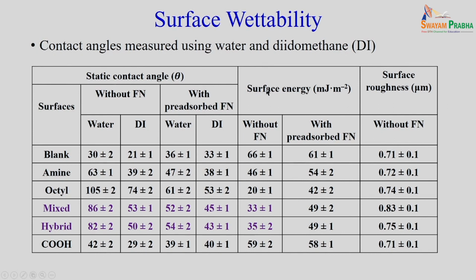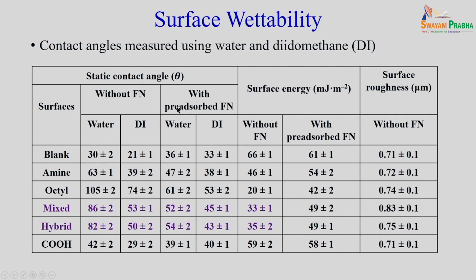If you want to calculate the surface energy, we have to measure the contact angle using two liquids. One was water, the other was diiodomethane, and based on that we have calculated the surface energy using the geometric mean method. Here the least surface energy is for the octyl, and the maximum surface energy is for the blank surface followed by the COOH surface.